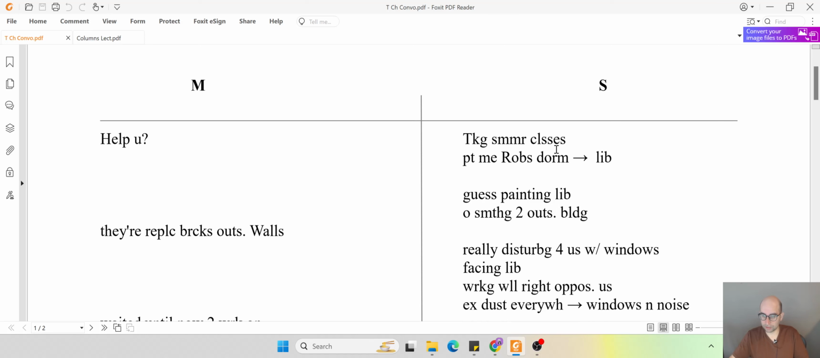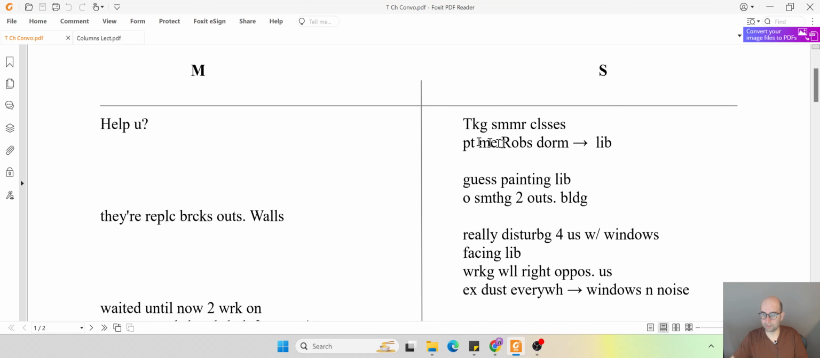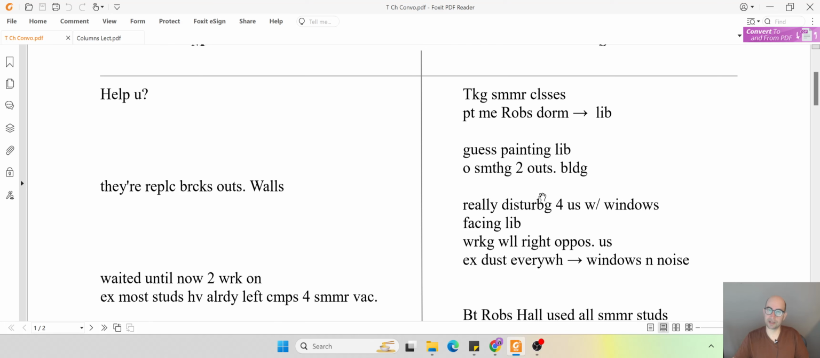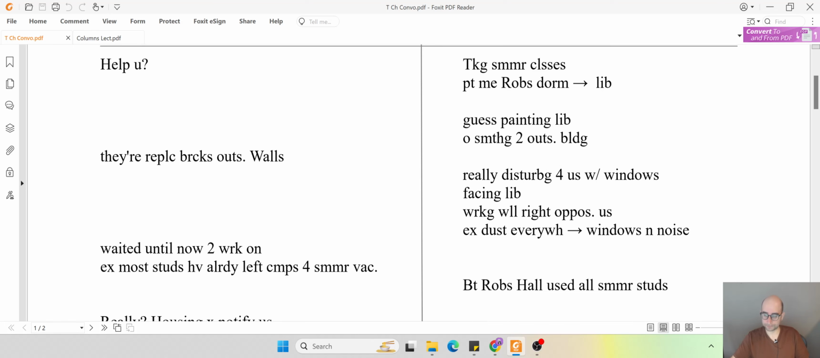Okay, so I'm scrolling down. It's something about a problem. Okay, so take summer classes, put me in Robert's dormitory. It's next to the library or something like that. So I guess they're painting the library or something on the outside of the building. So when you get good at this, you're just going to skim through it really quick, and you want to find just that section of your notes that refers to the problem.